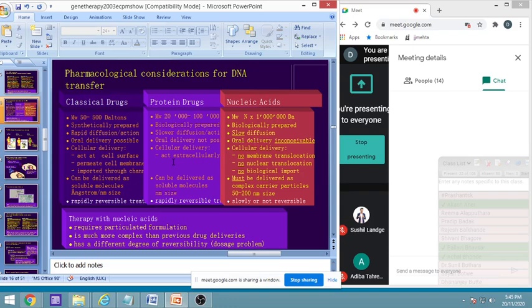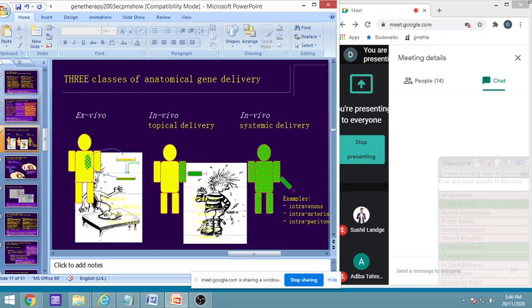So therapy with nucleic acids requires a particulated formulation, it is much more complex than previous drug deliveries, and it has a different degree of reversibility. So it is not only a challenge to the geneticists, but also a big challenge to the pharmaceutical people, that is, those who are in formulation. They have to make the formulation in such a way that it will not be degraded and it can do the job, it will play its action at the place where it is required.